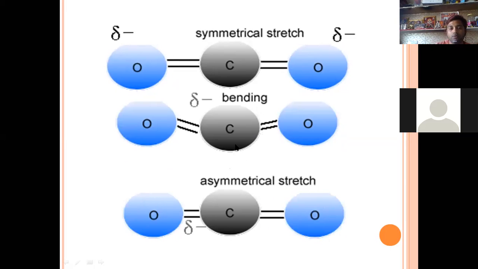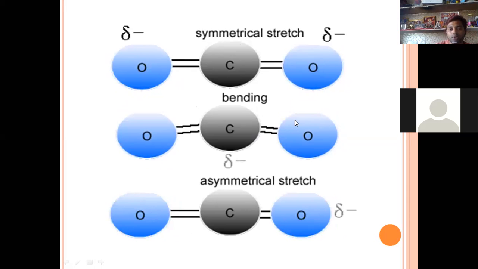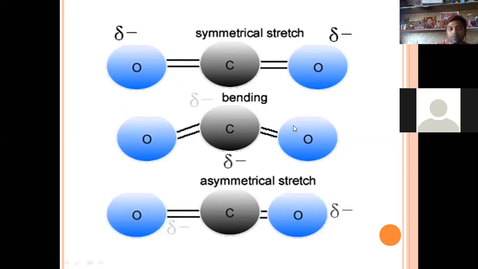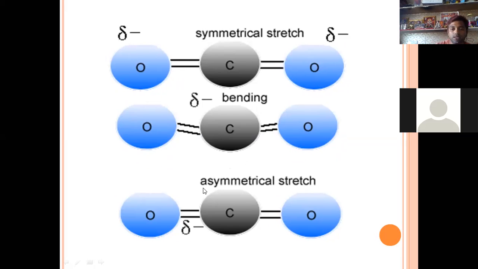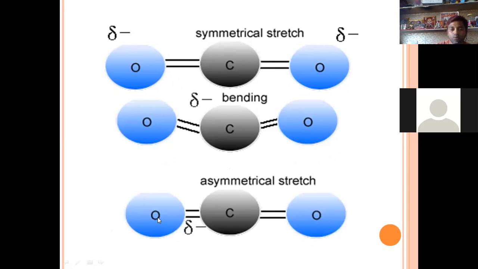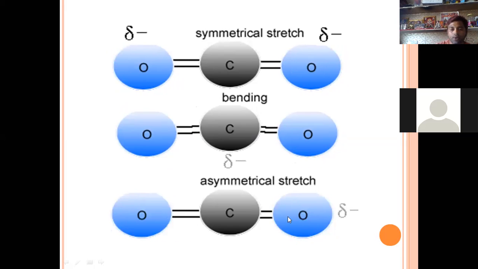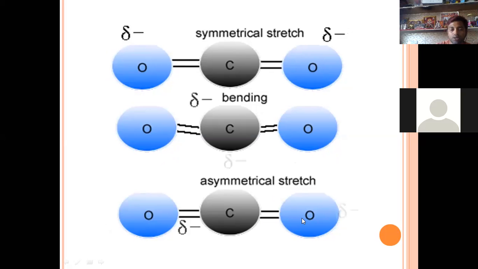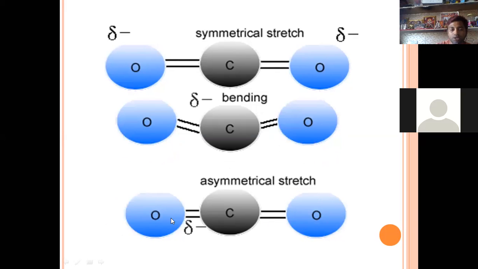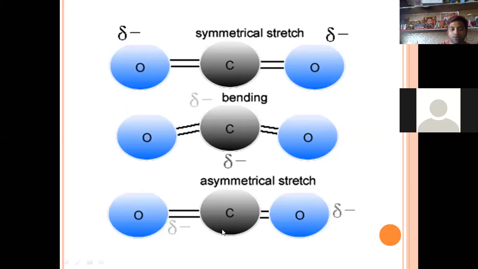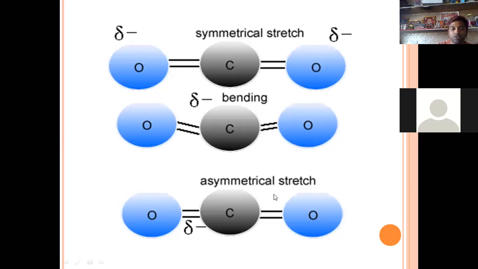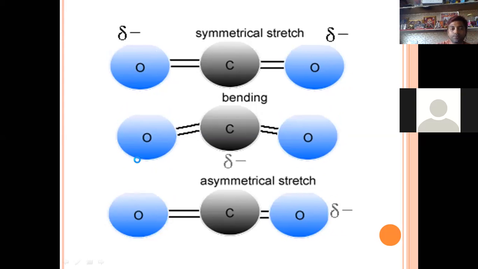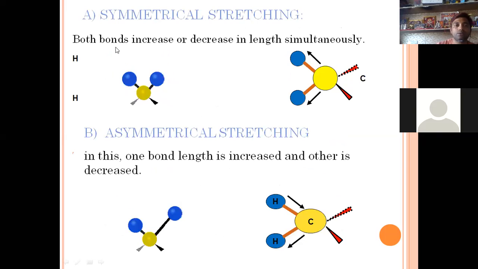This is asymmetric stretch. See, one bond decreases, the other increases, or the first increases, the second decreases. So this is asymmetric stretch.